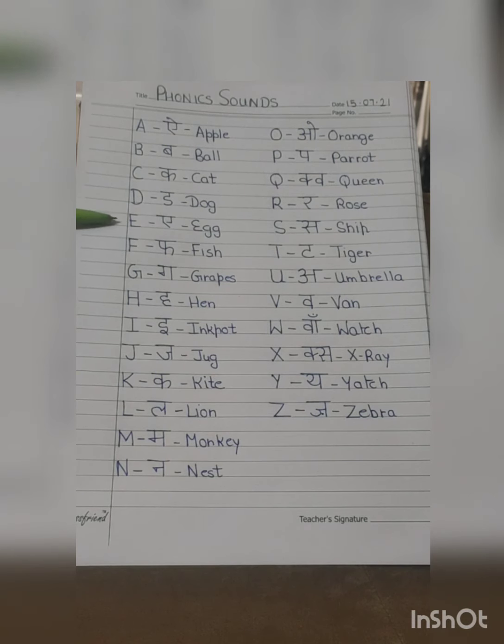Next alphabet E. Here you need to be very specific. E says egg. E, A, engine. Okay. So E says A. Next is F. F for fish. Sound of F is F. F for fish. F for fan. F for floor. F for flower.